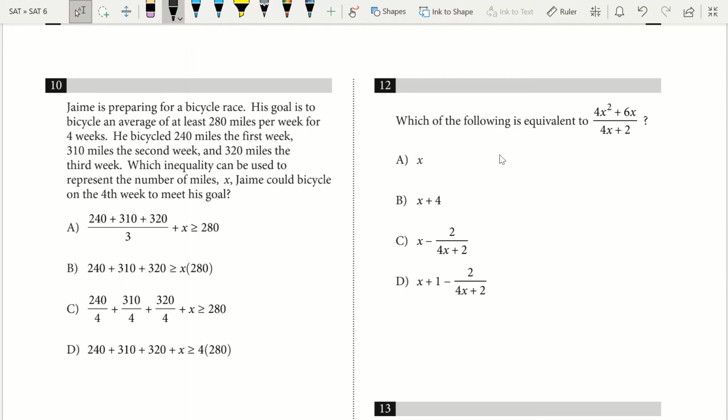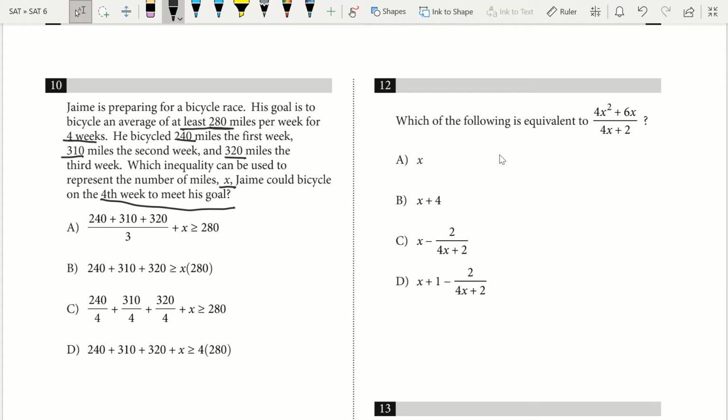Question 10. Jamie is preparing for a bicycle race. His goal is to bicycle an average of at least 280 miles per week for 4 weeks. He bicycled 240 miles the first week, 310 miles the second week, and 320 miles the third week. Which inequality can be used to represent the number of miles x Jamie could bicycle on the 4th week to meet his goal?